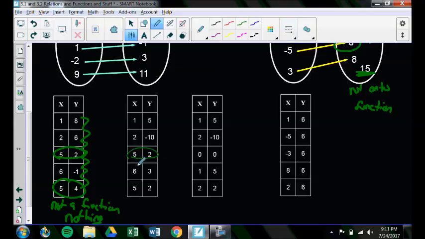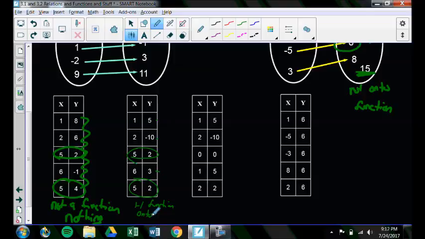Here, 5 goes to 2 twice. That's not a different number going to 2, it's just 5 going to 2 twice. Everything else is only used once. This is a 1-to-1 function. As far as we can tell, it's onto because every output is being used.